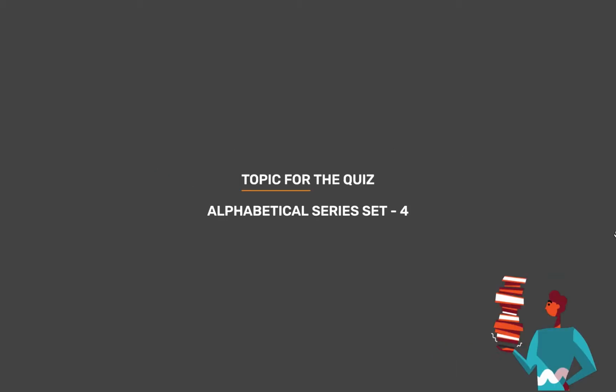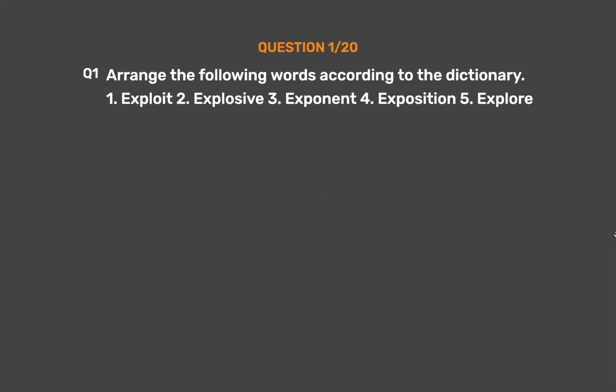Topic for today's quiz is Alphabetical Series Set 4. Question number 1. Arrange the following words according to the dictionary. 1. Exploit 2. Explosive 3. Exponent 4. Exposition 5. Explore.